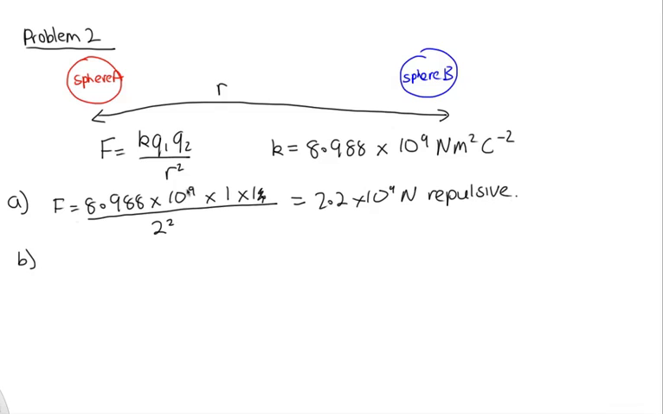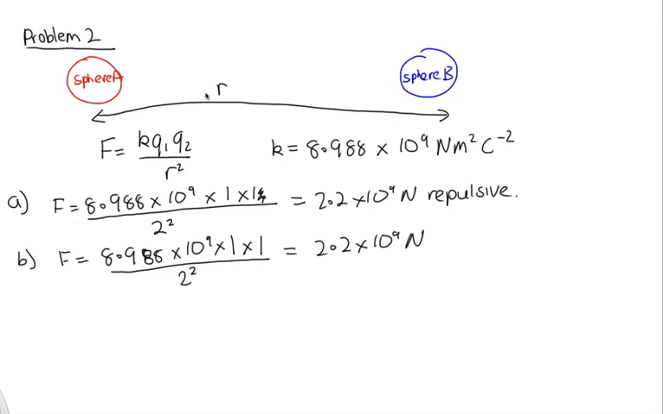For part B, we again substitute into this equation. So we've got F is equal to K, which is 8.988 times 10 to the 9. And now in this case, sphere A has a charge of 1 coulomb and sphere B has a charge of -1 coulomb. So we put 1. And once again, they're separated by 2 meters, so we put 2 squared here. So once again, this is 2.2 times 10 to the 9 newtons. But now as this one's positive and this one's negative, there's an attractive force between them. So sphere A tries to move towards sphere B.